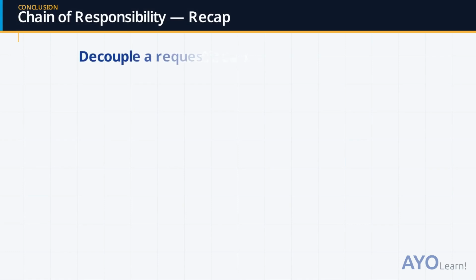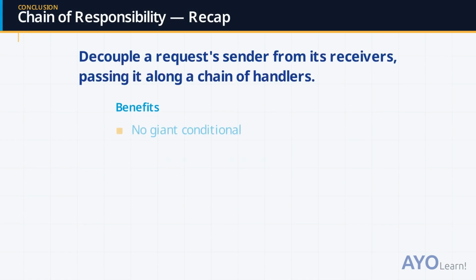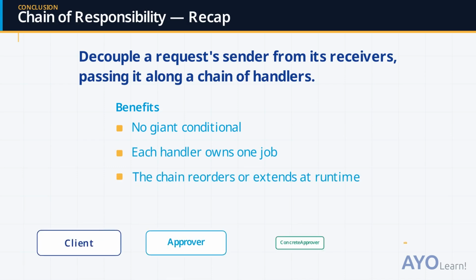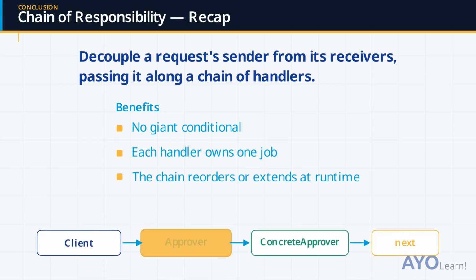The chain of responsibility decouples a request sender from its receivers. No giant conditional. Each handler owns one job, and the chain reorders at runtime. Client, approver, concrete approver, next.